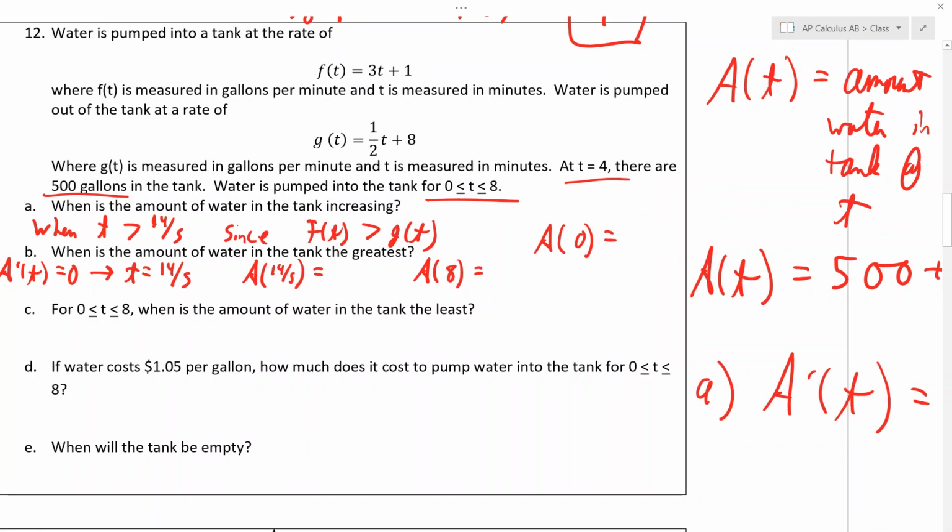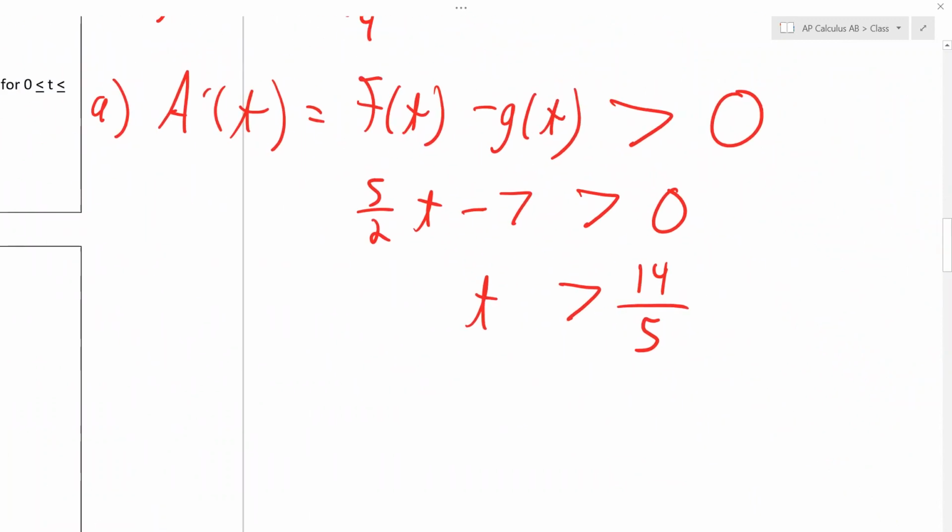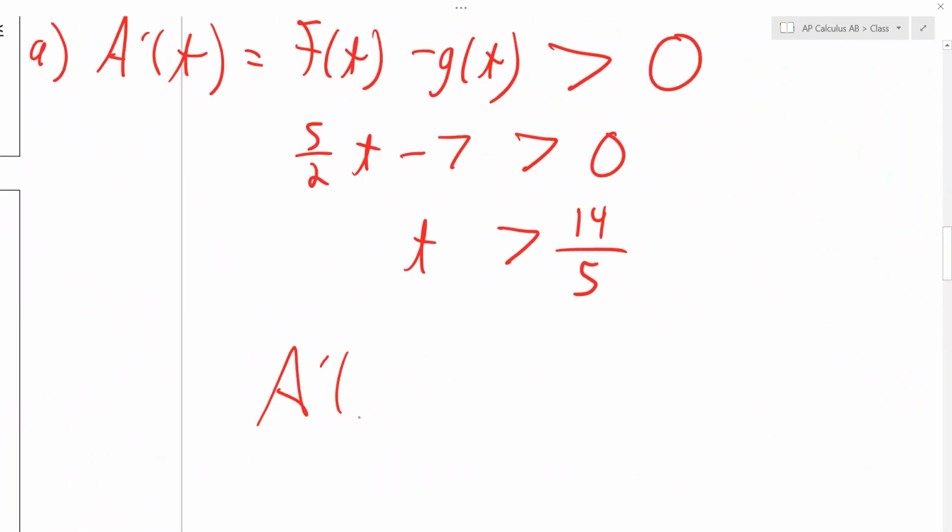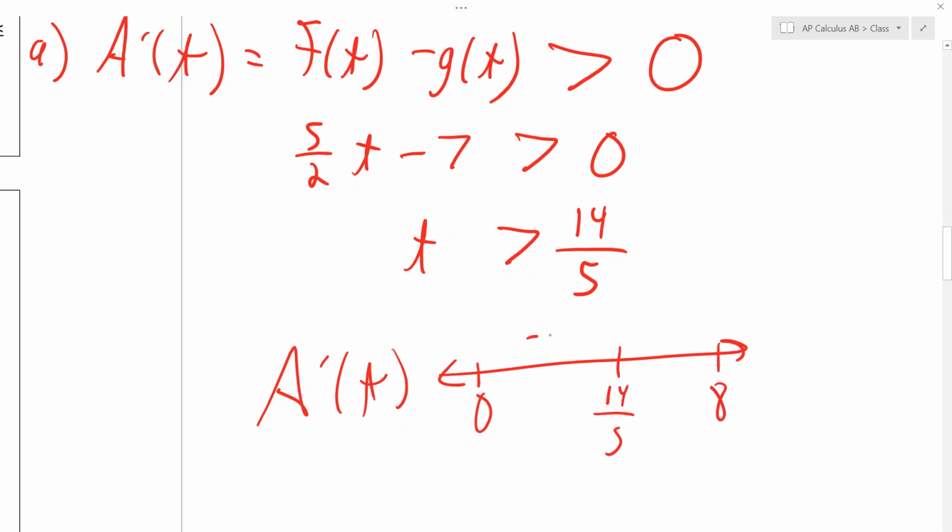Now, we don't have to check 14 fifths actually, right? Because it's positive after 14 fifths. Like if we had a number line for a prime of t, 8's an endpoint, 0's an endpoint, it's this. So 14 fifths is a minimum. So you don't actually have to check it, but when you explain that, you're going to say I checked basically the endpoints, and there was nowhere where a prime changed from positive to negative. So that's how we find maxes.